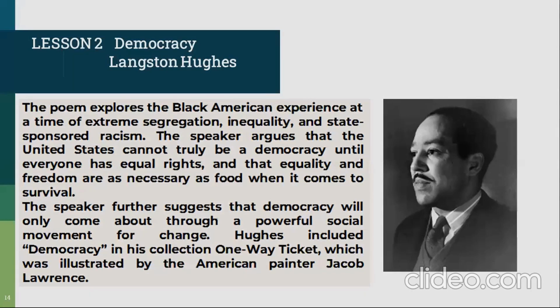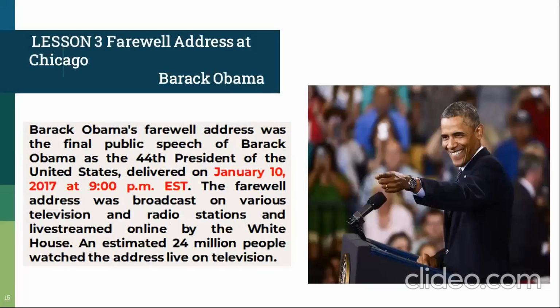Now, lesson number 3, Farewell Address at Chicago by Barack Obama. Barack Obama's farewell address was the final public speech of Barack Obama as the 44th President of the United States, delivered on January 10, 2017 at 9 p.m. EST. The farewell address was broadcast on various television and radio stations, and live streamed online by the White House. An estimated 24 million people watched the address live on television. So that's a brief insight about the speech by Barack Obama.